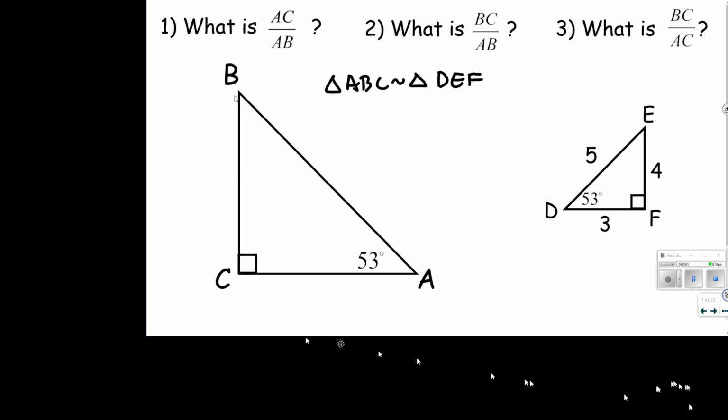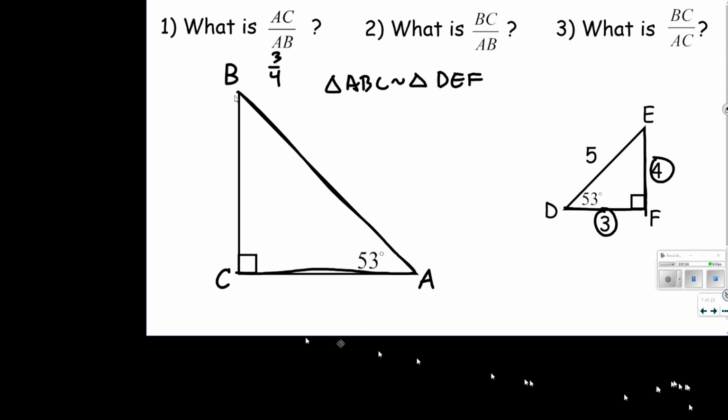Okay, so up above it's asking us what is the ratio of AC to AB? So we want to compare AC, which is down here, to AB, which is up here. Well, we know since the triangles are similar, it will have the same ratio as the sides on the other triangle. If we take DF to EF, we can see right there that it's 3 to 4. So the answer to number 1 is the ratio is 3 to 4.